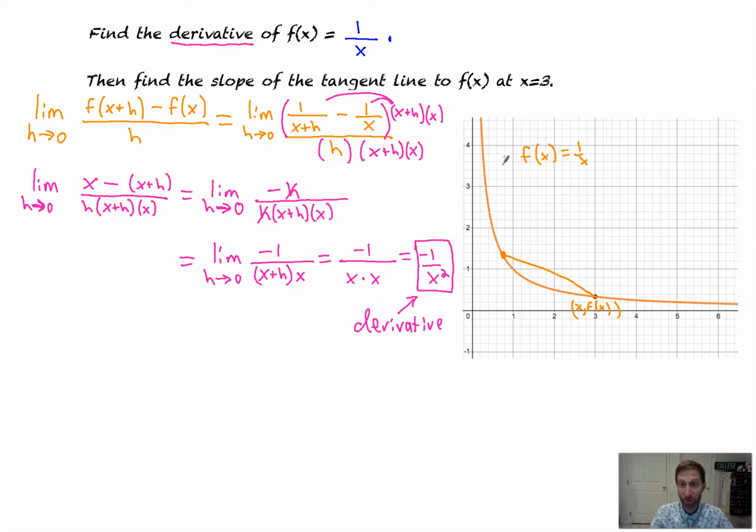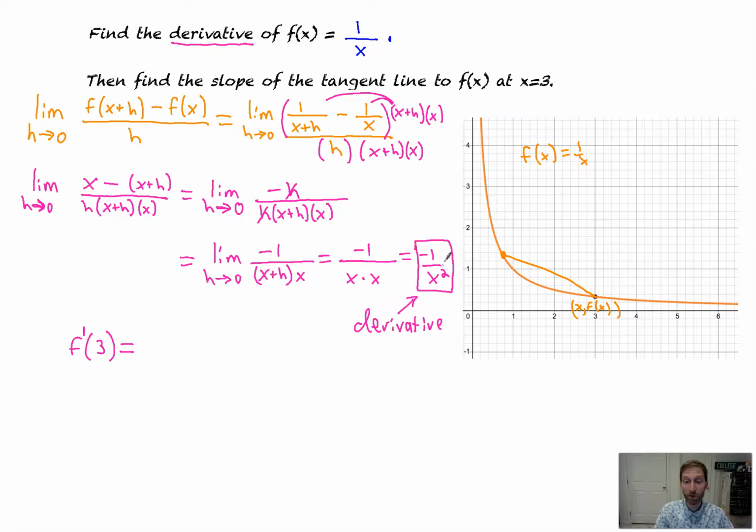Any x value, as long as it's in the domain of this function, if we plug it into this, the number we get out will be the slope of the curve at that point. For instance, we're then asked to find the slope of the tangent line to f of x at x equals 3. No problem. So we'll do f prime of 3. What is that notation? That means the derivative of f at 3.